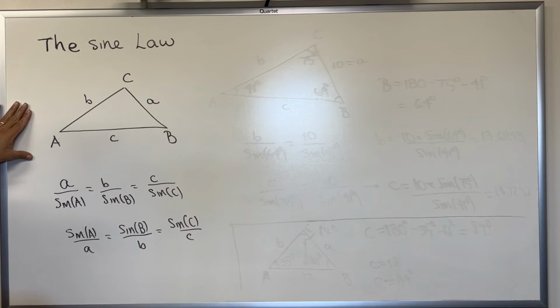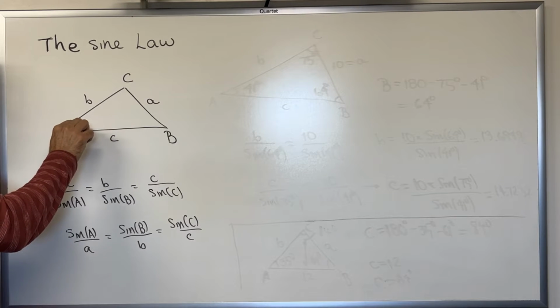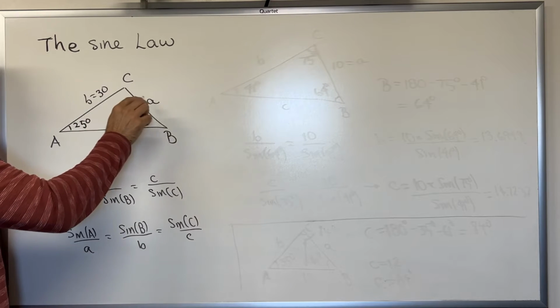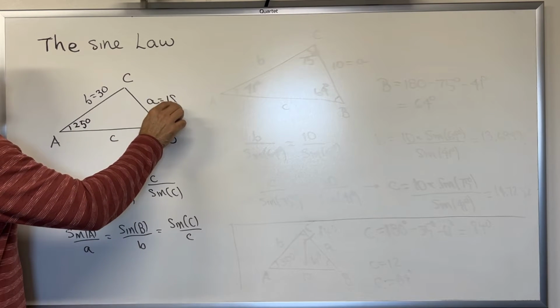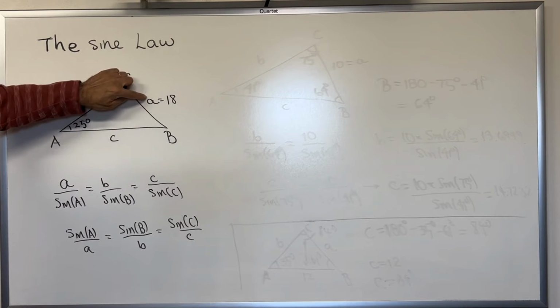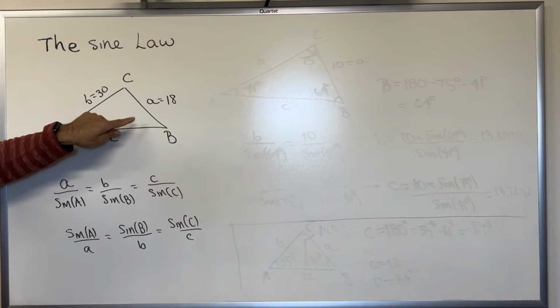Let's do an example of the sine law. Let's suppose that this angle is 25 degrees, that this is 30, and that this is 18. Then in this case, since we have a pair, angle A and side A, we use the sine law. But this time we notice that we don't have two angles.